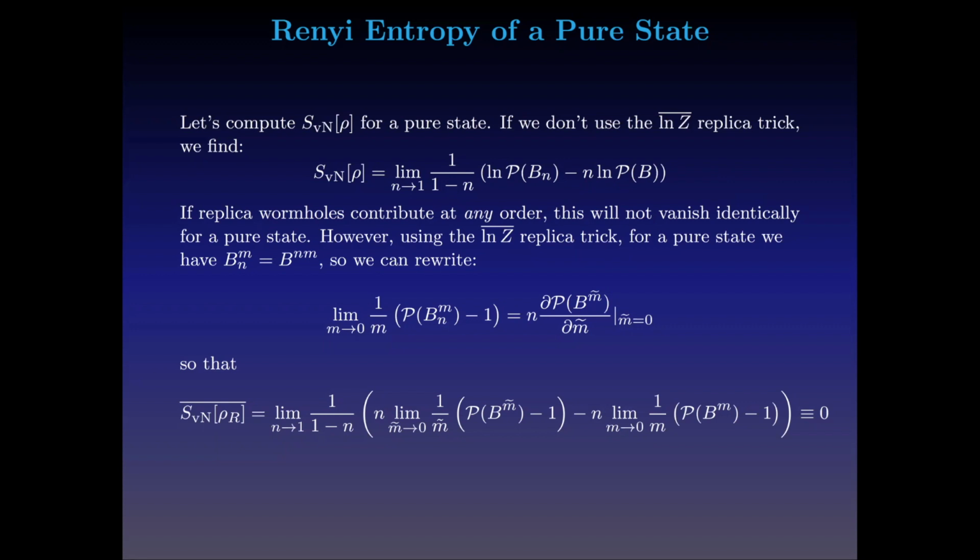Now, if we do use the log Z replica trick, and for a pure state, we have B sub n to the m equals B sub nm. So we can rewrite it this way. We define m tilde here as nm.